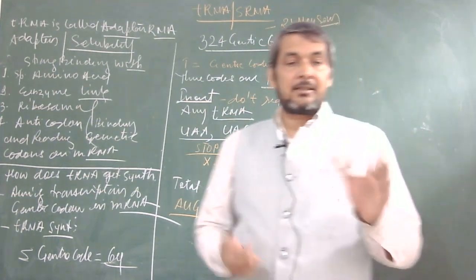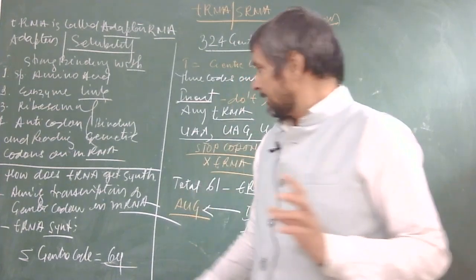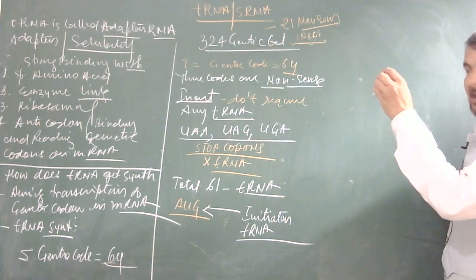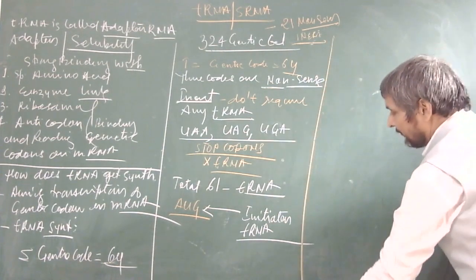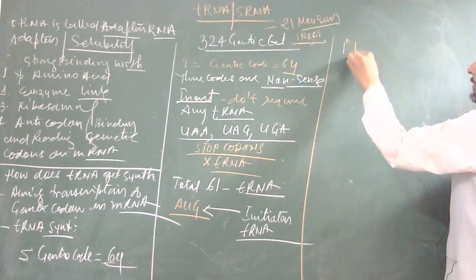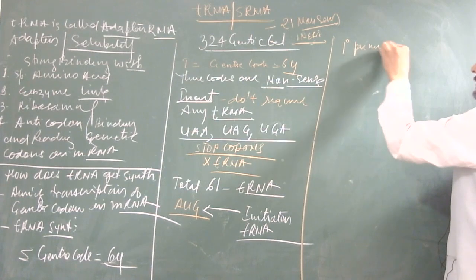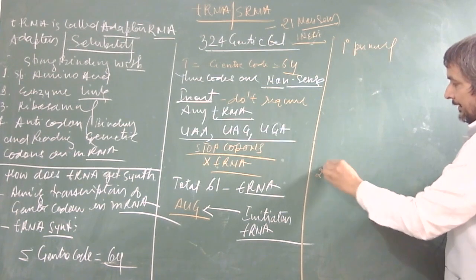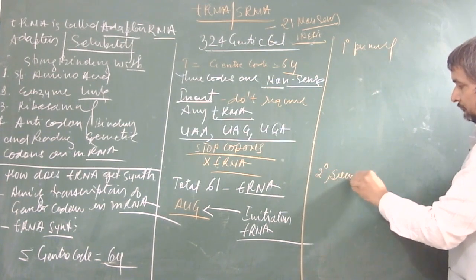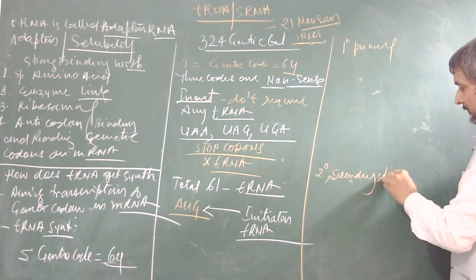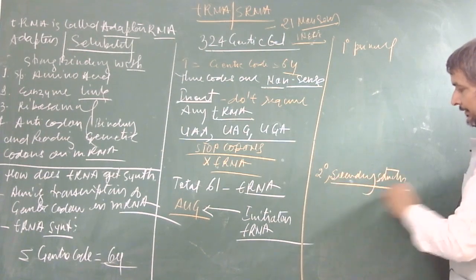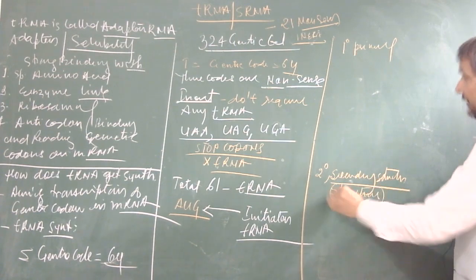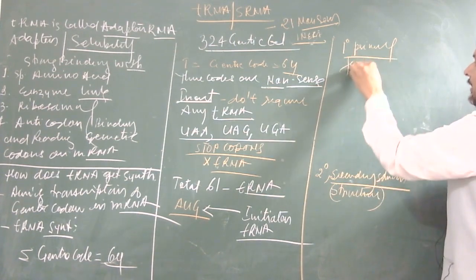Now we come to structure. There are 2 types of structure seen for the transfer RNA. One is the primary structure, the 1 degree structure, and the second is the 2 degree structure, known as the secondary structure. Secondary structure is structural organization, important. Structural, and 1 degree is functional.